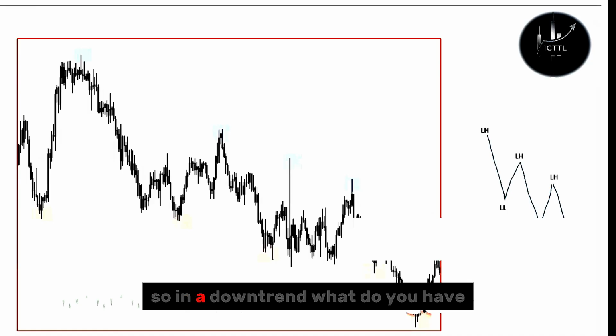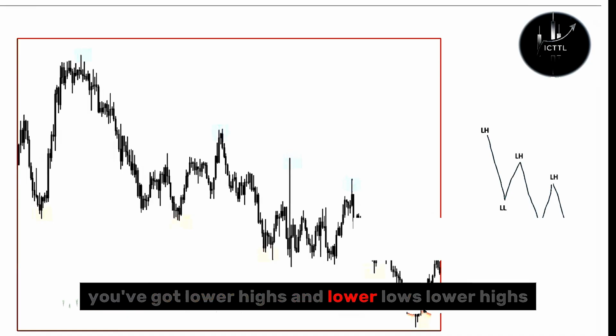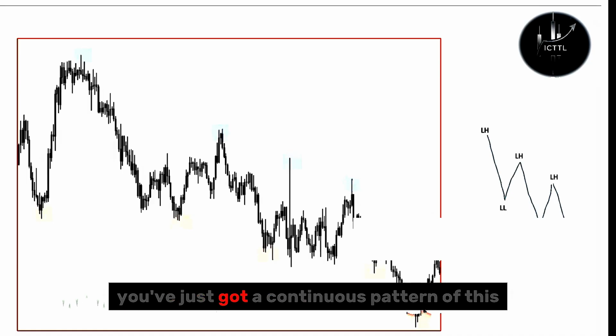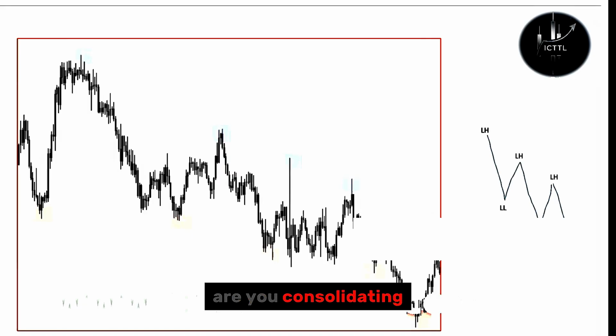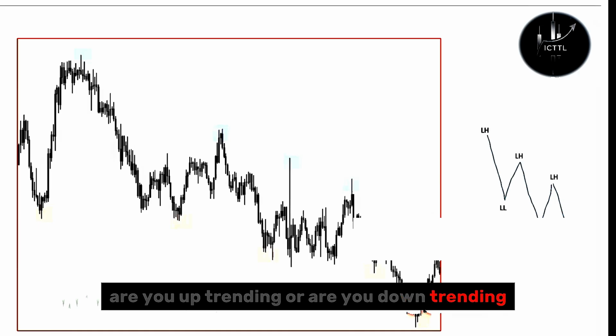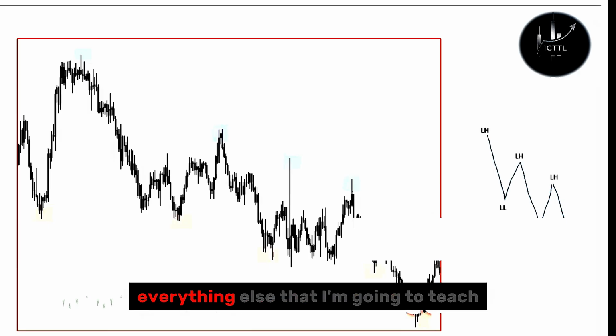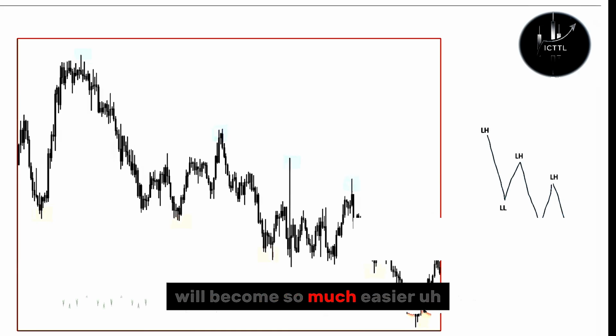So in a downtrend, what do you have? You've got lower highs and lower lows, lower highs, lower lows. You've just got a continuous pattern of this. The essential thing to understand in this lesson is what type of market you're in. Are you consolidating? Are you uptrending, or are you downtrending? Once you understand this, everything else that I'm going to teach will become so much easier.